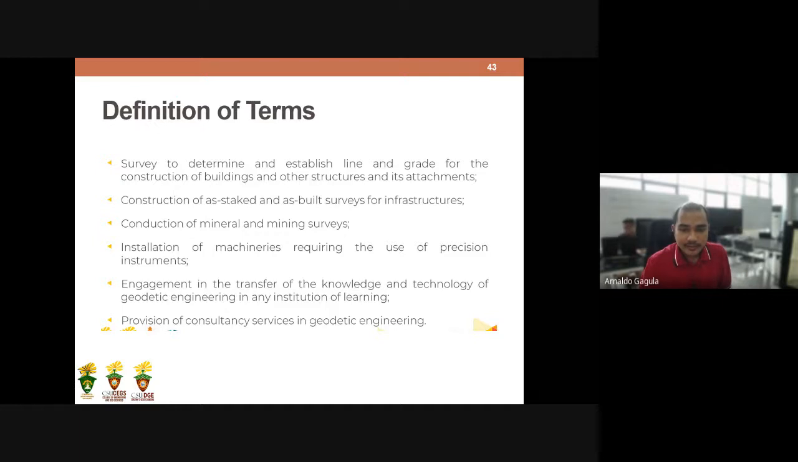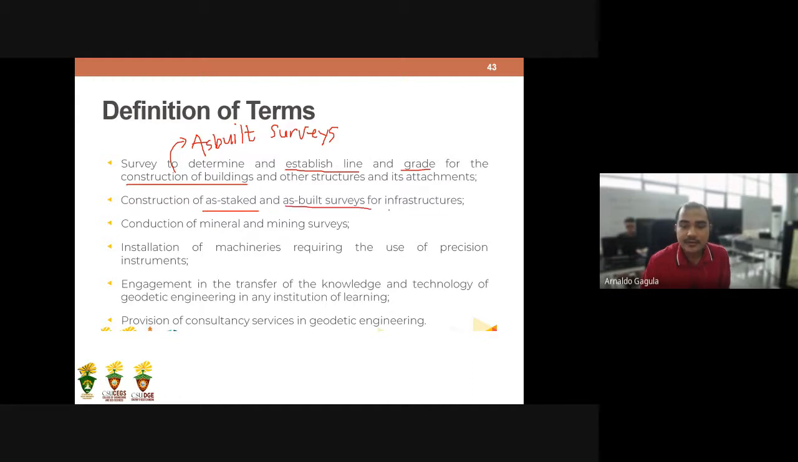Another activity is survey to determine and establish line and grade for the construction of buildings and other structures and its attachments. As-built surveys fall here. For example, we locate where to place the columns, or where to erect the posts of a building. As-built surveys, and construction of as-staked and as-built surveys of infrastructures.